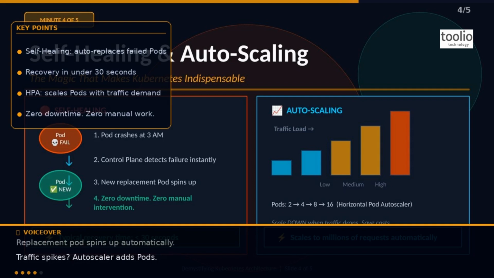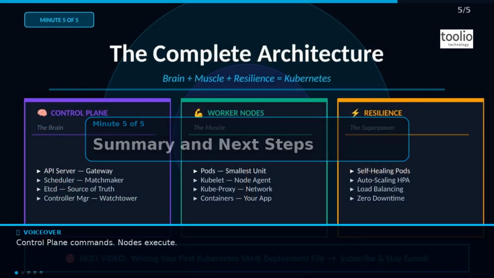Now let us talk about autoscaling. Imagine your application suddenly gets a traffic spike. The horizontal pod autoscaler watches CPU and memory metrics. When load increases, it adds more pods automatically. When traffic drops, it scales back down to save resources. No manual intervention. No over-provisioning. The system breathes with your traffic.